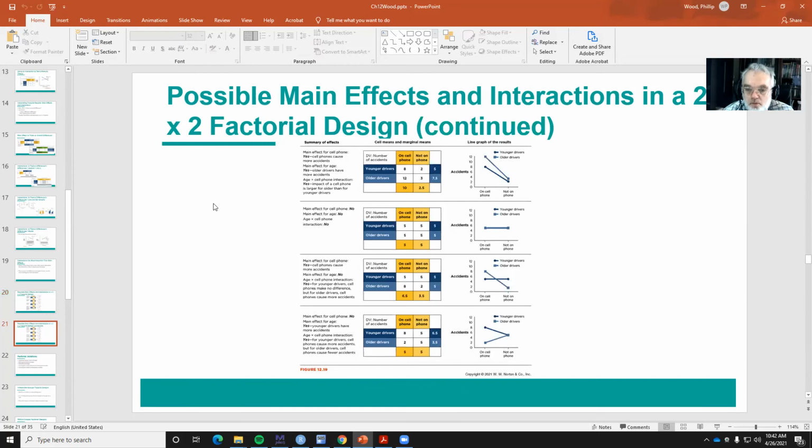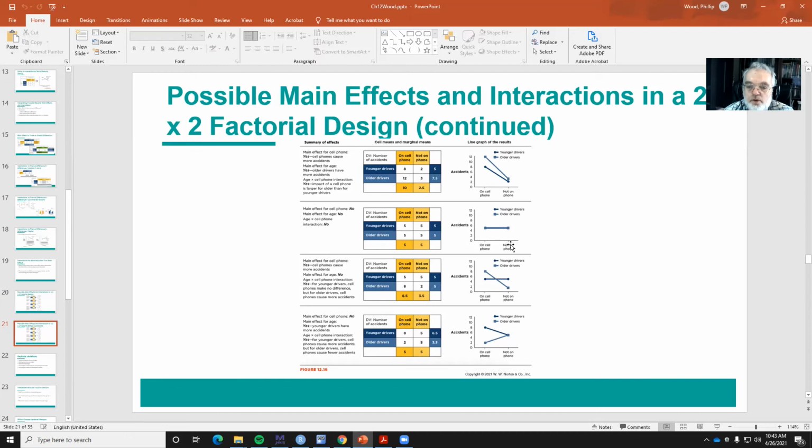Now, we could walk through a few more scenarios here. Here I've got a main effect for younger versus older drivers, squeezing these two lines together. And it looks like I have a slight difference, a slight interaction, but the difference is much more dramatic for younger drivers than it is for older drivers.